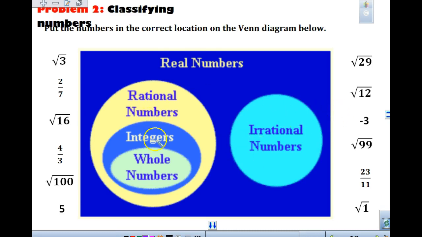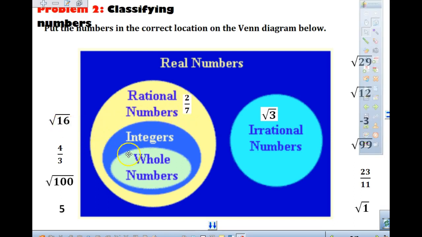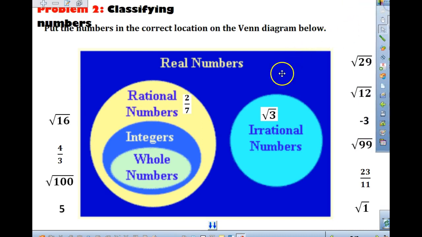Do this first. So, like square root 3. Square root 3, if I'm looking at that, should be in which category? Square root 3 should be in irrational, right? 2/7 should be rational. Okay? So write them in where you think they belong, right? And then I'm going to have you check up here, but do yours first. Someone said, can I just draw arrows? Sure.